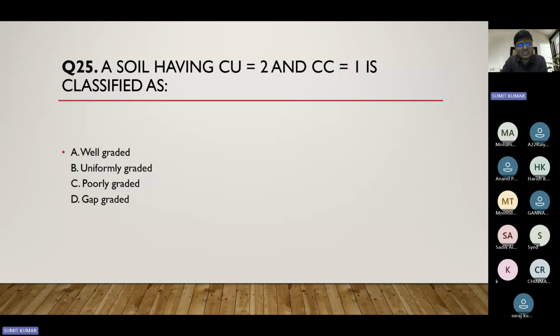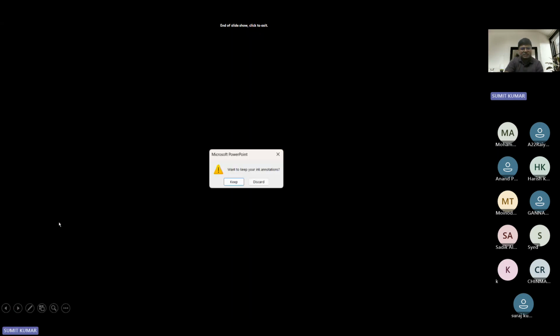A soil having Cu equal to 2 and Cc equal to 1 is classified as poorly graded, right? Poorly graded. Option C. And from here, we will end today's session.